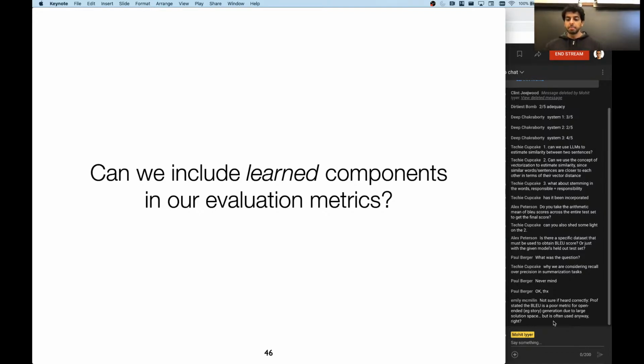Yes, it's a poor metric, and people use it even though they shouldn't use it, and you should not use it either. It's used often because people don't know how else to evaluate their model, and they don't want to take the time or expense to do a proper human evaluation. So you should never use BLEU for an open-ended generation task. It just doesn't make sense as a metric.